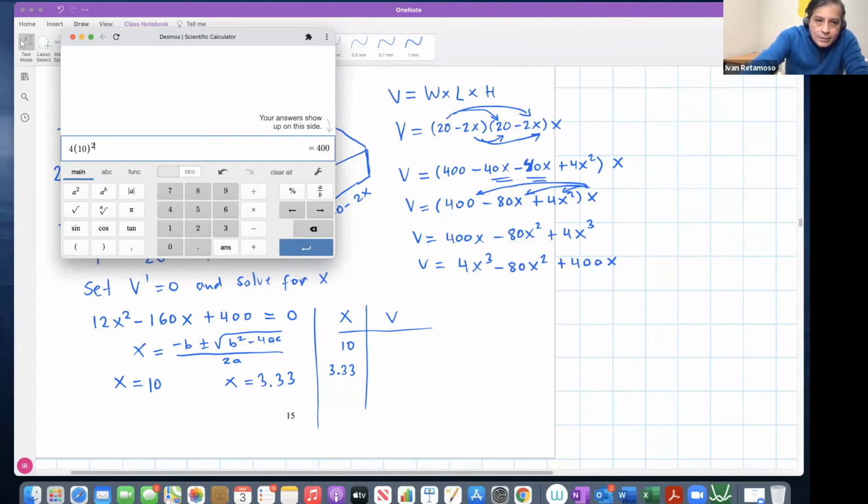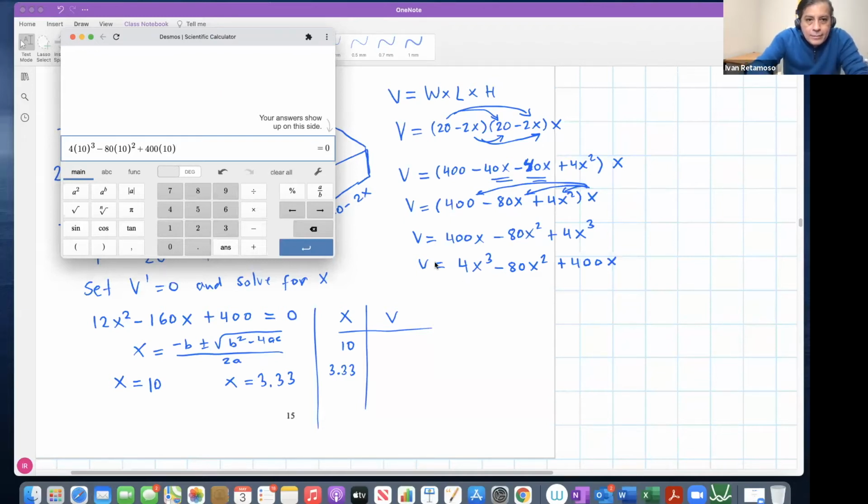All right, this is cube, don't forget cube for x cubed, minus 80 x squared, but our x is 10 this time. 10 squared, plus 400 times x. Our x is 10.